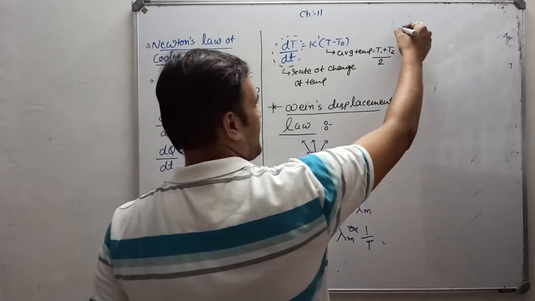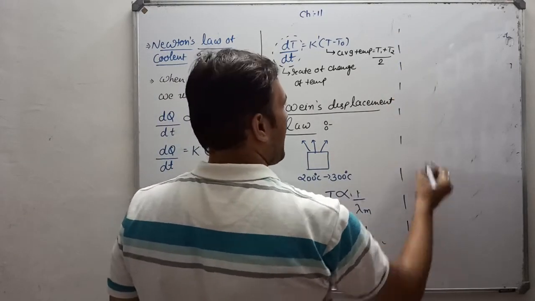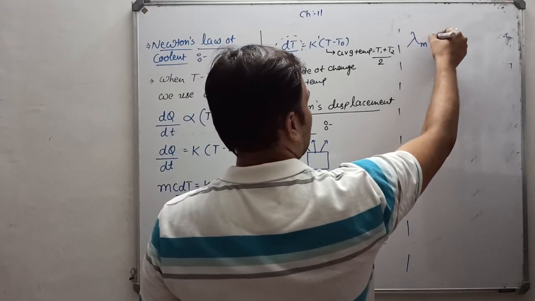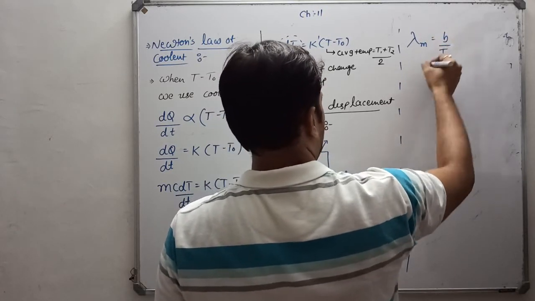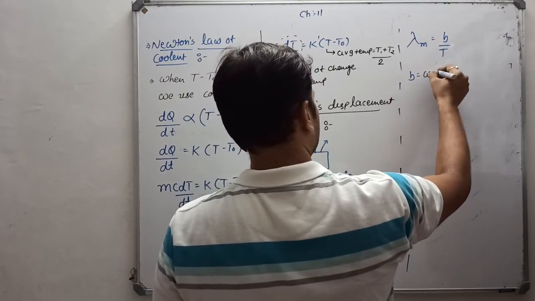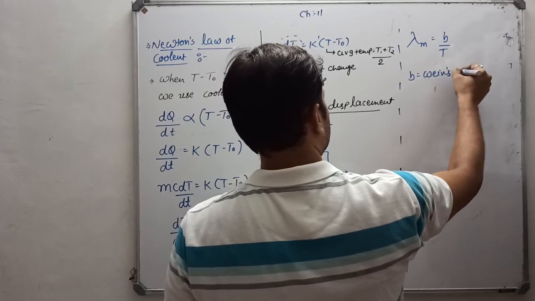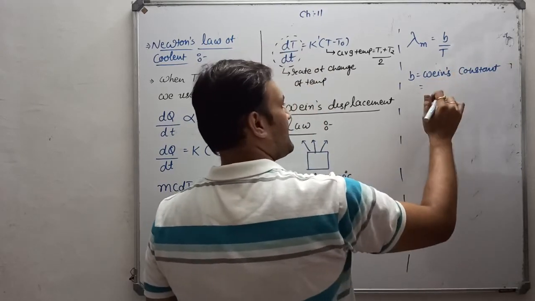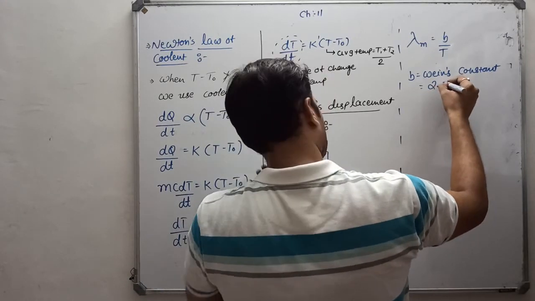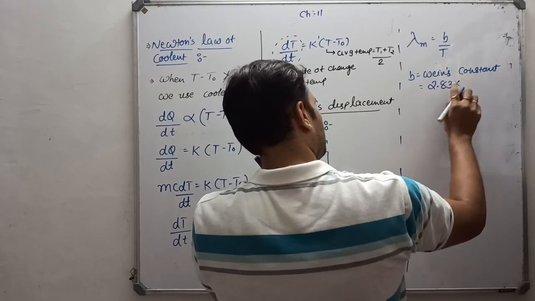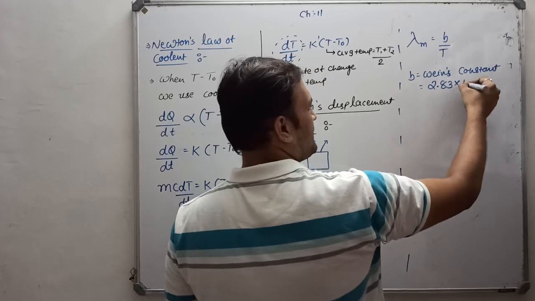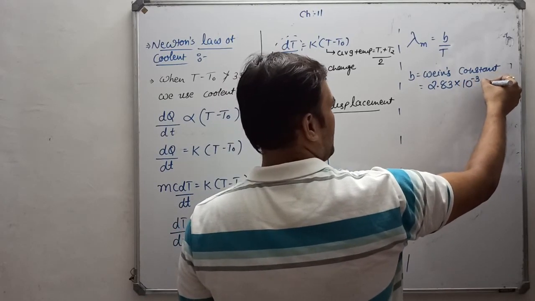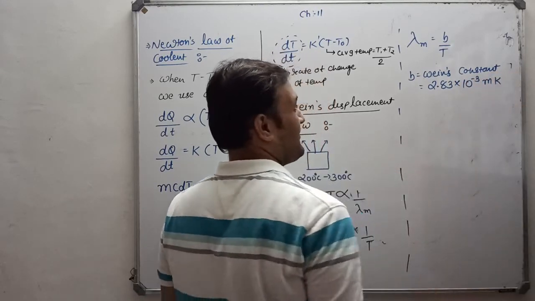Taking the proportionality constant, lambda m is equal to B upon T, and B is Wien's constant. This is near about 2.83 into 10 raised to minus 3 meter Kelvin.